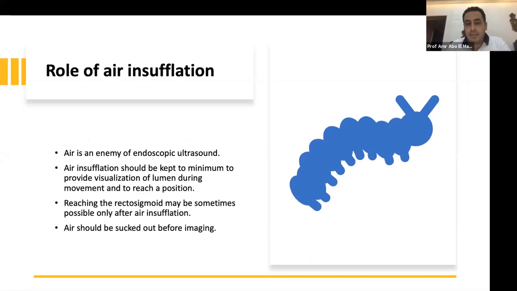Air is the enemy of endoscopic ultrasound. Air insufflation should be kept to a minimum to provide visualization of the lumen during movement and to reach a position. Reaching the rectosigmoid may need only a small amount of air.